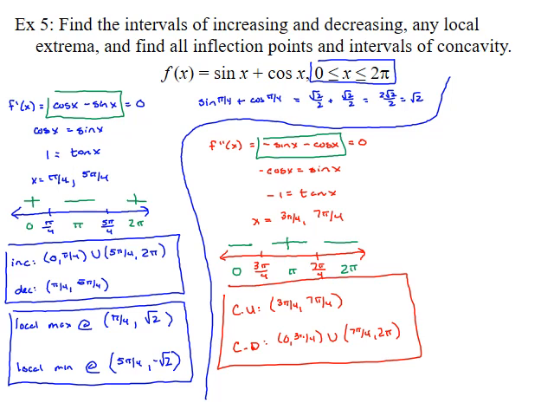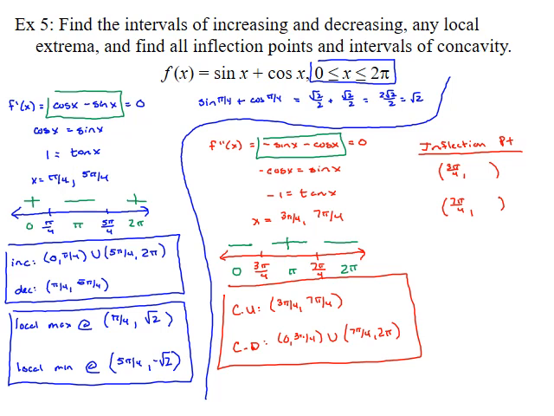And then just up here at the top, since both of those numbers change from either concave up to concave down or vice versa, they both have to be inflection points. So at 3 pi over 4 and at 7 pi over 4, you should have inflection points. To get the y value of those points, plug both of those numbers back into the original function.